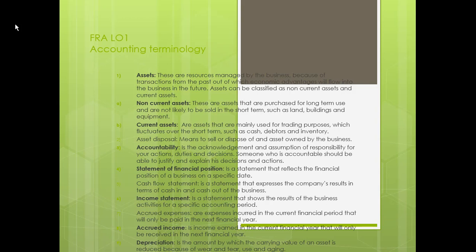The next term which we want to talk about is accountability. This is acknowledgement and assumption of responsibility for your actions, duties, and decisions. Someone who is accountable should be able to justify and explain his decisions and actions.